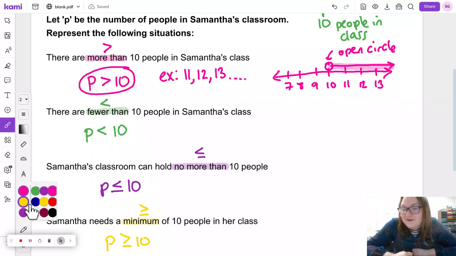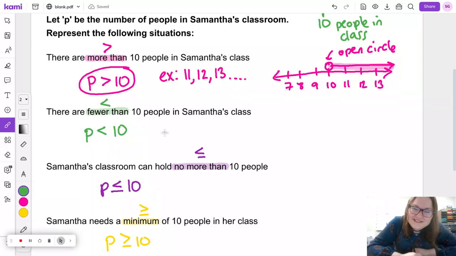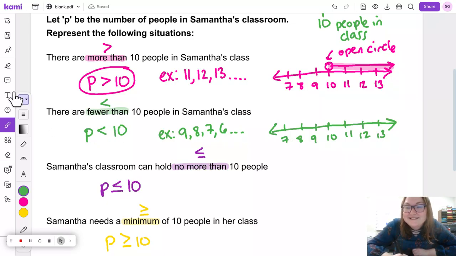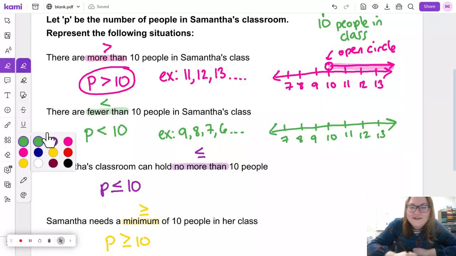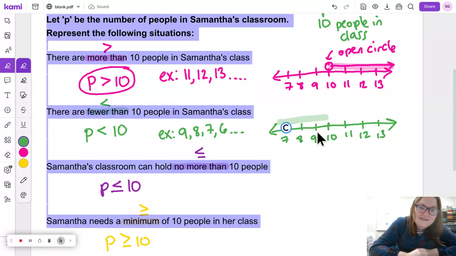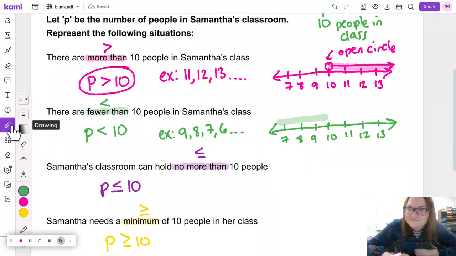Fewer than 10 people is going to be real similar. If you say there's fewer than 10 people in class, there might be 9 people or 8 people, 7, 6, those numbers. So on my number line, I'm going to put 10 right there in the middle. I'm not talking about these numbers bigger than 10. I'm talking about numbers smaller than 10. And so the numbers I'm talking about now for p is less than 10, they are all the numbers to the left of 10. So I would be coloring in that part of the graph.